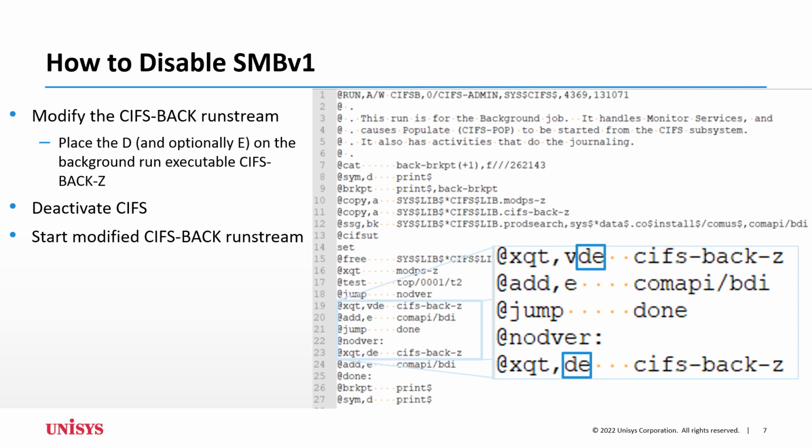This example CIFS-back runstream illustrates applying both the D and E options to disable SMB1 and allow the ClearPath extension kit to properly function. Use the E option to guarantee functionality of the ClearPath extension kit for OS 2200.